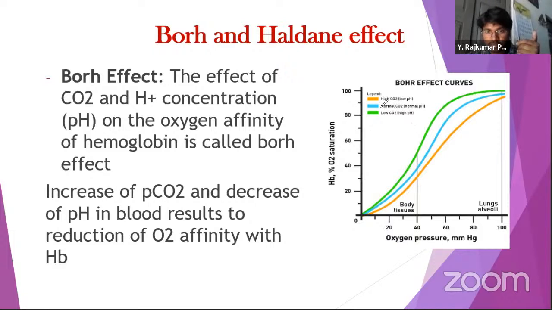Here in the picture also you can see under high carbon dioxide it is dissociated, right? Under low carbon dioxide, the green line is associated. The green line indicates the high affinity of oxygen, and the orange line indicates the low affinity with oxygen. Okay, let's see what the Haldane effect is. Simply remember this: the effect of carbon dioxide and pH on the oxygen affinity is called the Bohr effect.